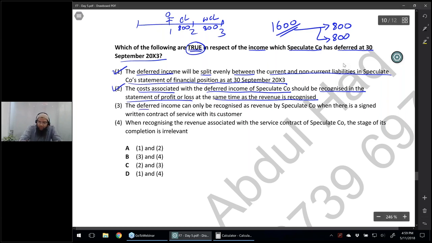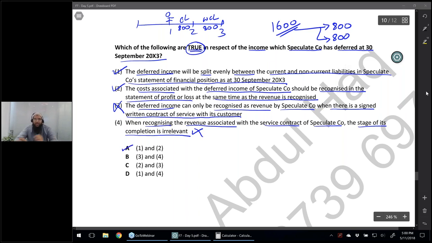The deferred income can only be recognized as revenue by Speculate company when there is a signed written contract of service with its customers. No, the contract can also be an oral contract. It is not necessary to be written. When recognizing the revenue associated with service contract of Speculate company, the stage of its completion is irrelevant. Not at all. The stage of completion is actually relevant. So this statement is also false. So your answer is going to be A, that statements 1 and 2 are actually true.